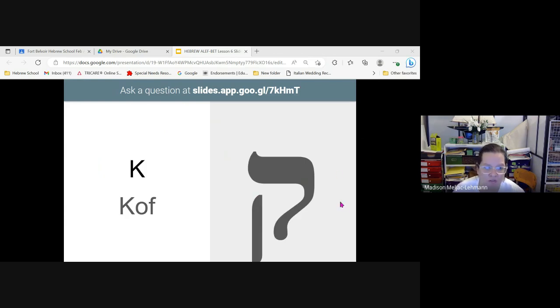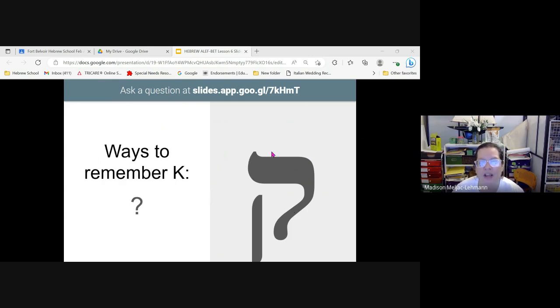So here's our kuf, or our cough. I didn't have a really good way to remember cough. So if there's something that it looks like to you, because to me, it doesn't look like anything that's K-ish. And that was really a struggle for me. This is just one that I had to continue to look over and over and over again.